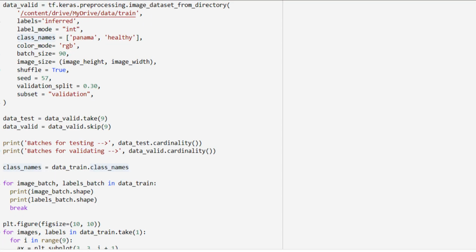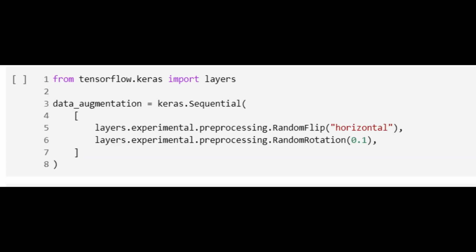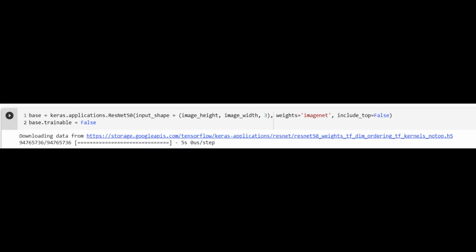This code here is used to process the dataset and split it into training and validation sets. This code here uses data augmentation to expand this dataset. This code here sets the base layer to ResNet 50, and it makes it not trainable because this is the transfer learning approach that we are using.